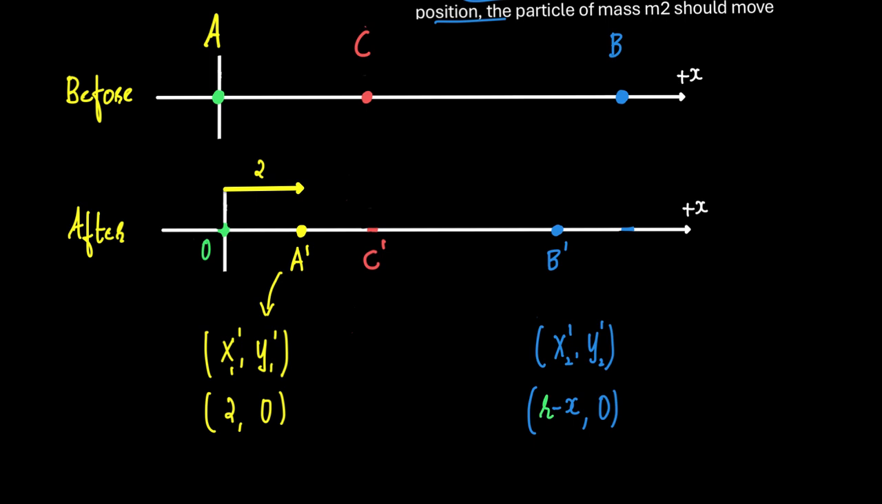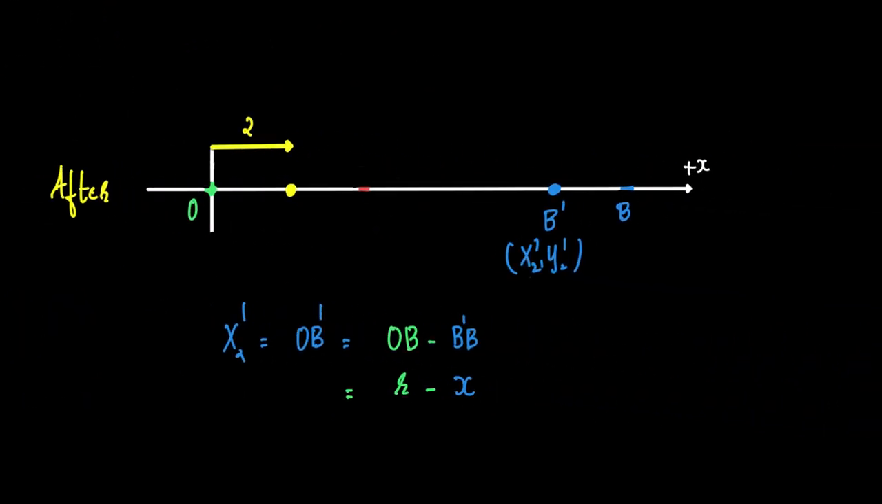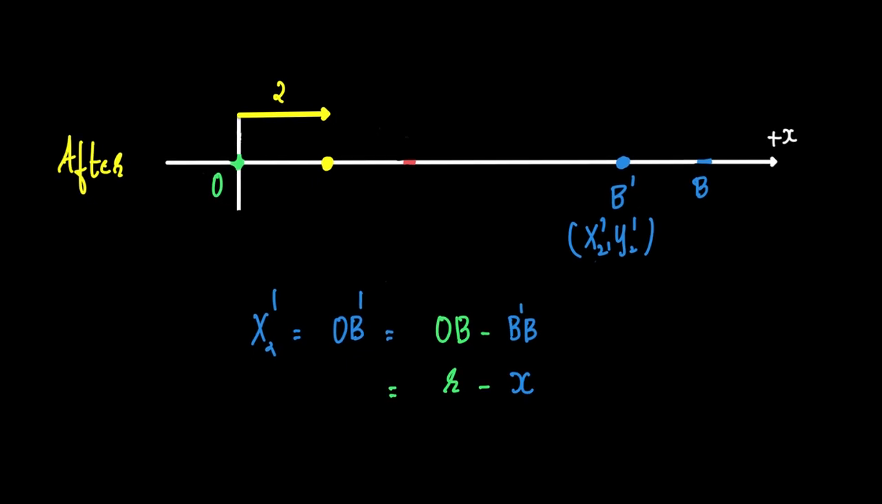Similarly, we have B moving towards the center of mass. Therefore, B moves a distance towards the center of mass, say x. So what will be the coordinates of B dash? It will be (r minus x, 0). So you may have a doubt here, so let me take you through the calculation part here.